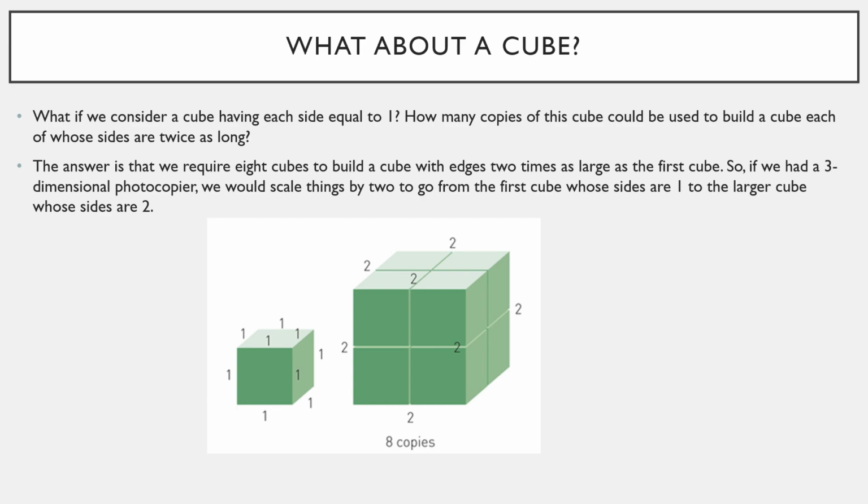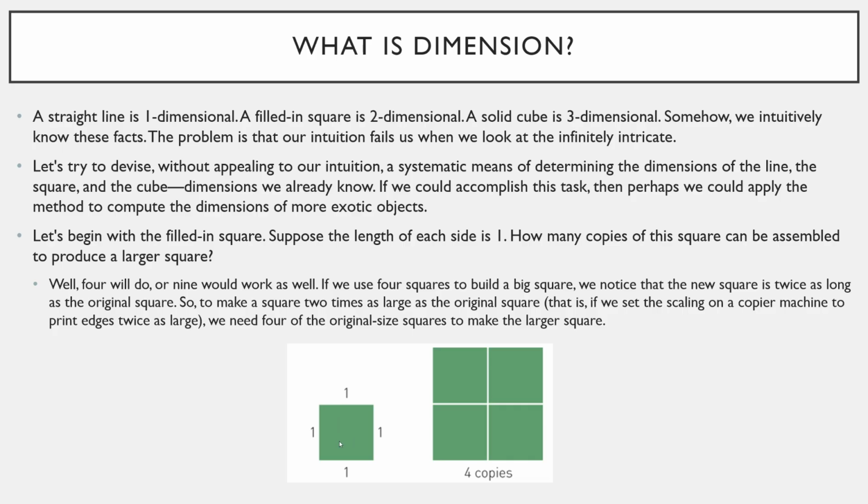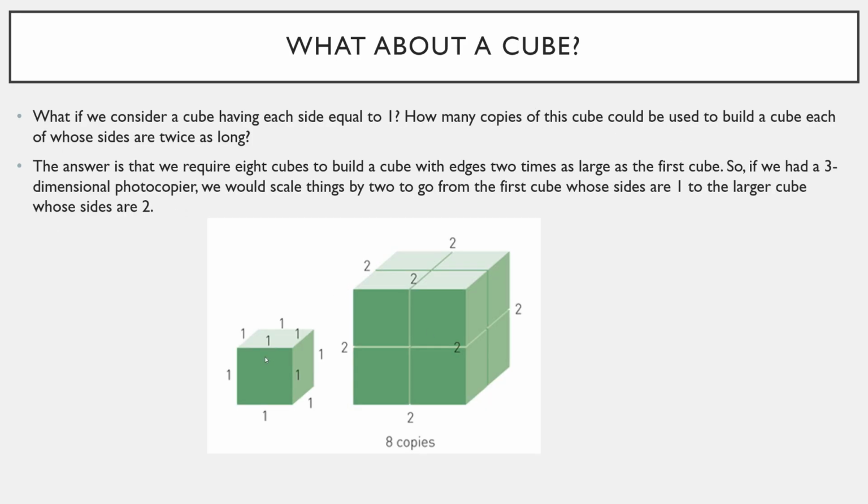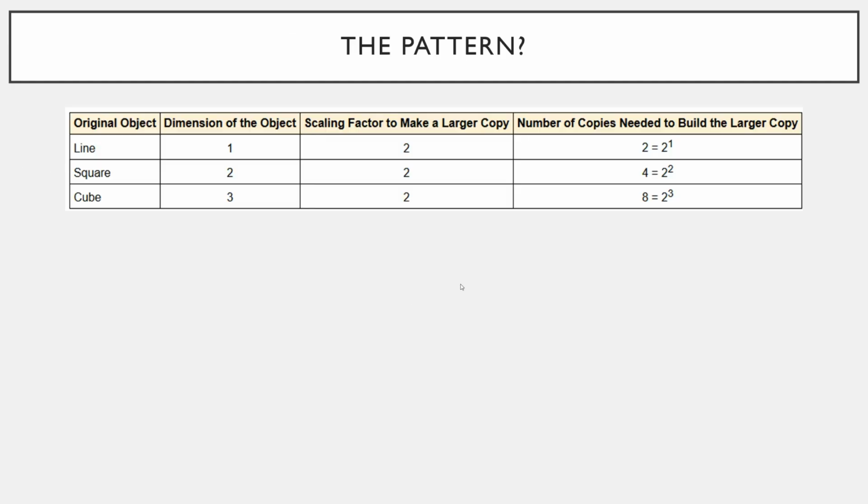So here, with a two-dimensional object, to build something twice as long, we needed 4. Here we have a three-dimensional object. To build an object twice as large, we need to go from 1 copy of it. So to build it twice as large, we would need 8 of these cubes. If we have a three-dimensional photocopier, we would scale things by 2 to go up to the first cube, whose sides are 1, to be a larger cube, whose sides are 2. We need 8 cubes.